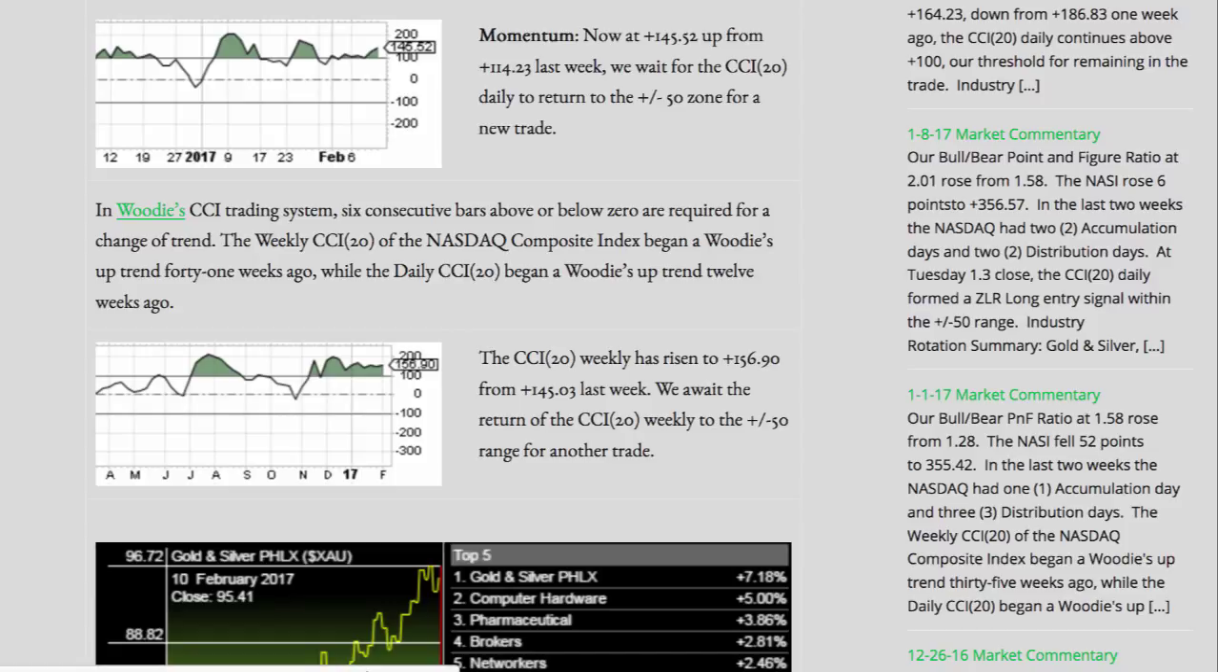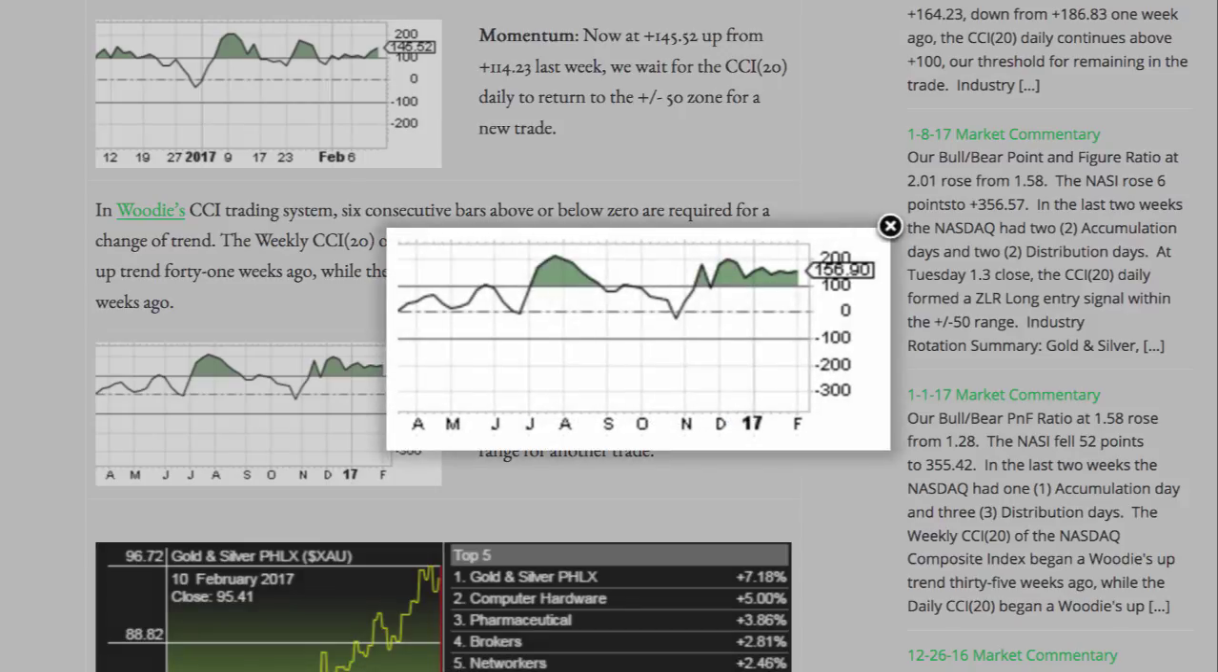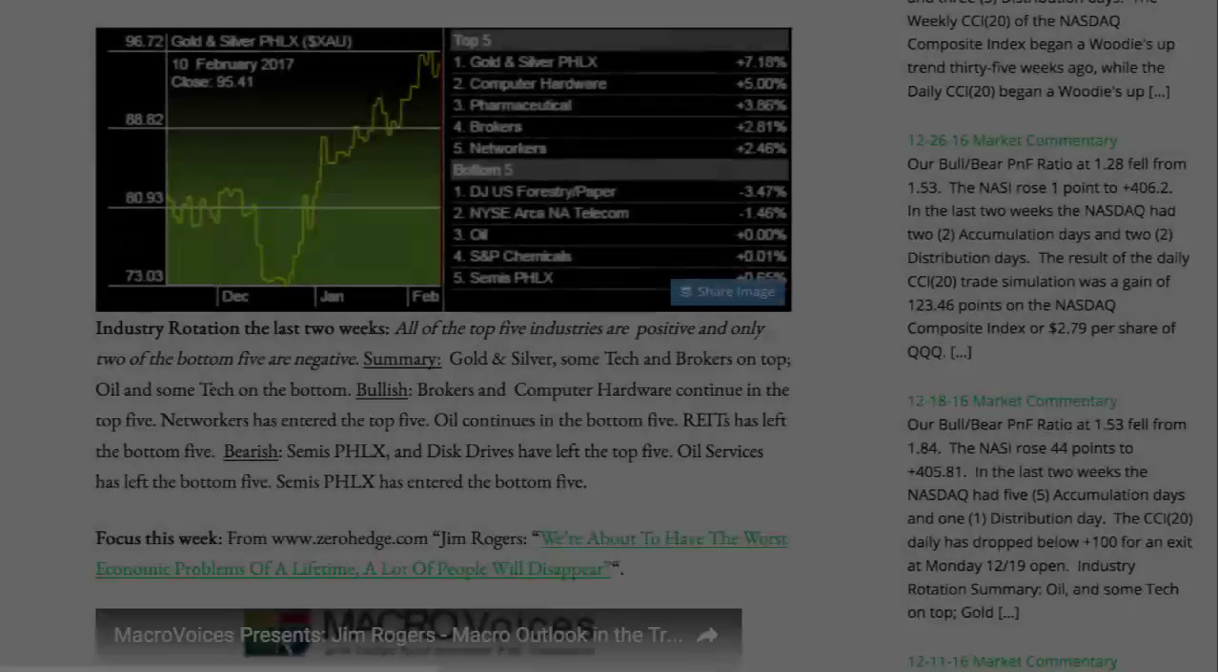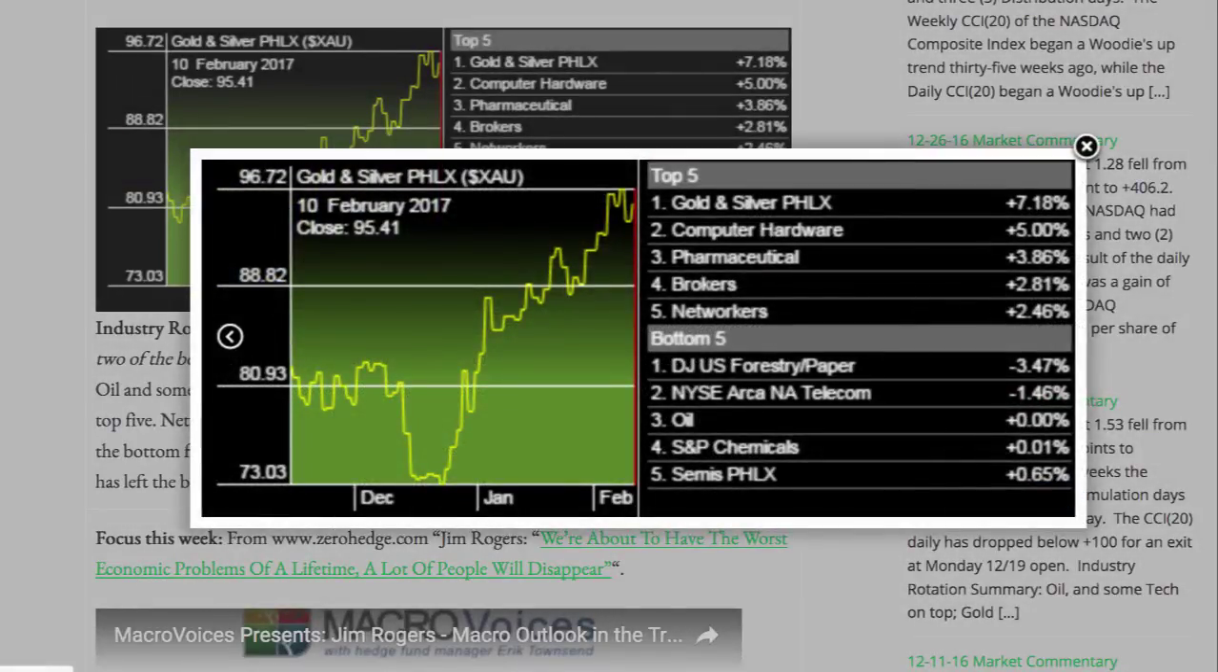The CCI 20 weekly has risen to a positive 156.90 from a positive 145.03 last week. We await the return of the CCI 20 weekly to the plus or minus 50 range for another potential trade. Industry rotation, the last 2 weeks.